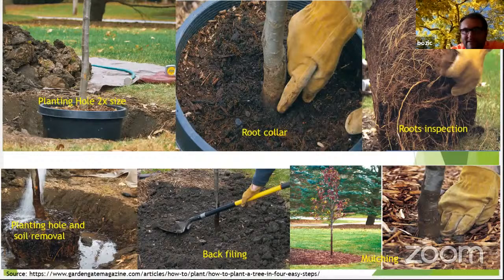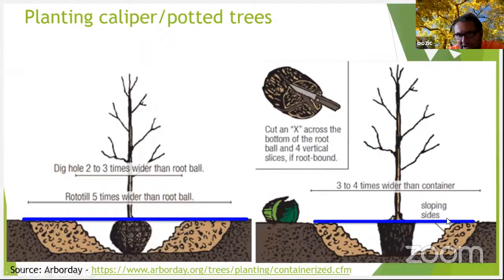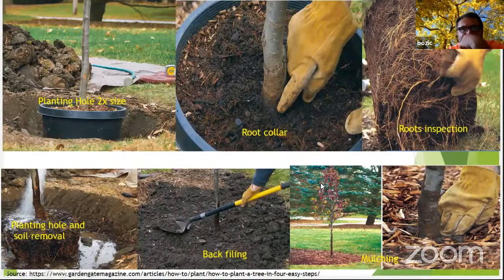Here is a real-life example. Again, the planting hole should be even bigger, 2 or 3 times bigger, and in this particular case it is 2 times. This is what you pay attention to. It's called the root collar, and the root collar is where the roots start, where the trunk starts. That's the depth. That's this blue line. That's the depth that you're going to plant your trees.